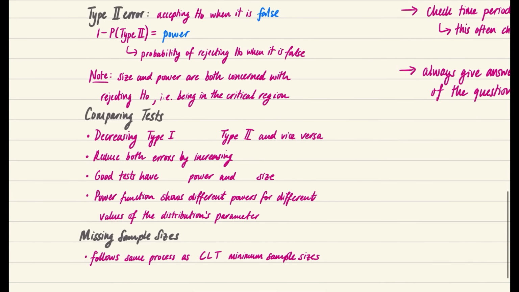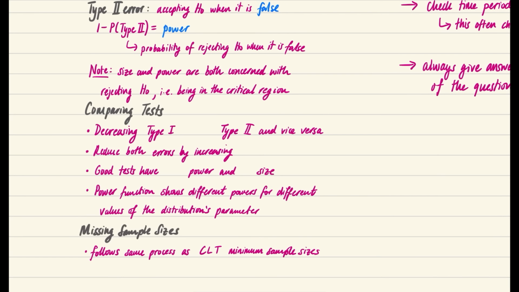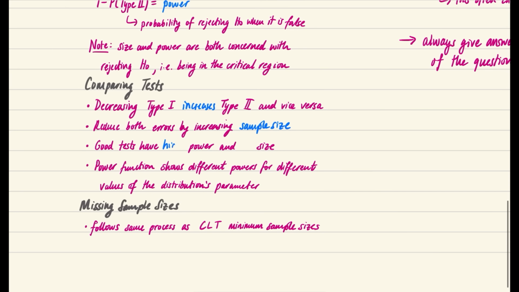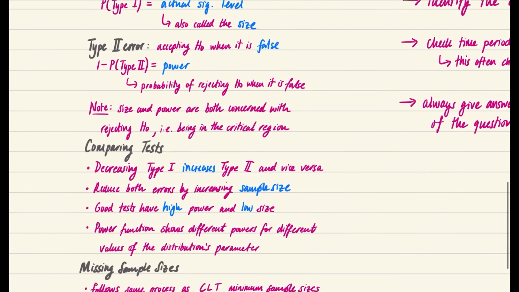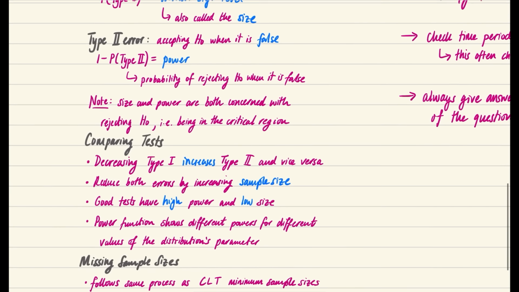If you're going to do any kind of test comparison, here are some observations around different errors. If you decrease a type 1 error, it actually increases a type 2 error and vice versa. So you can't decrease them both at the same time unless you use this. To reduce both errors, what you can do is increase the sample size in whatever the test is that you're doing. Good tests that we're looking for have high power and low size. We want them to be very powerful, and because size is obviously about rejecting H0 when it's true, we want that to be low as well.